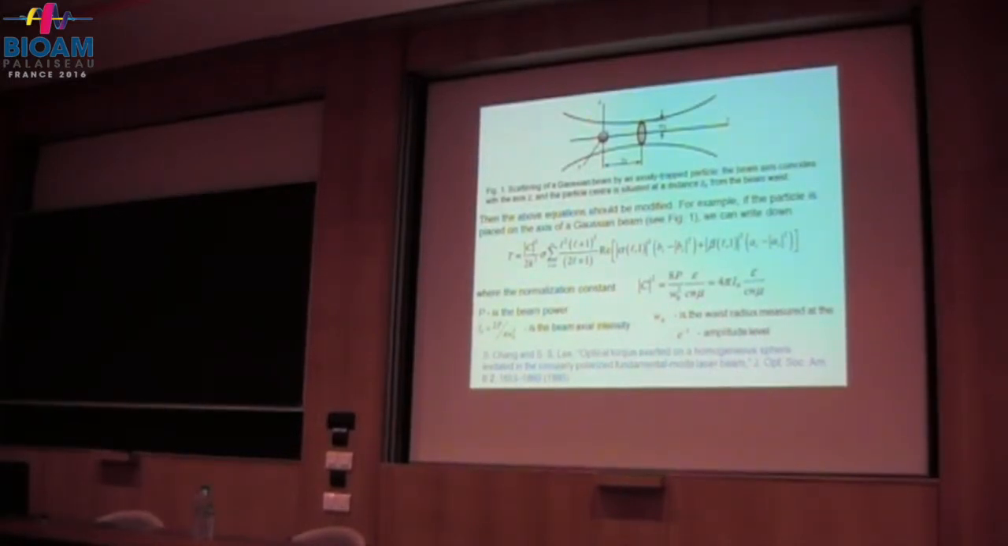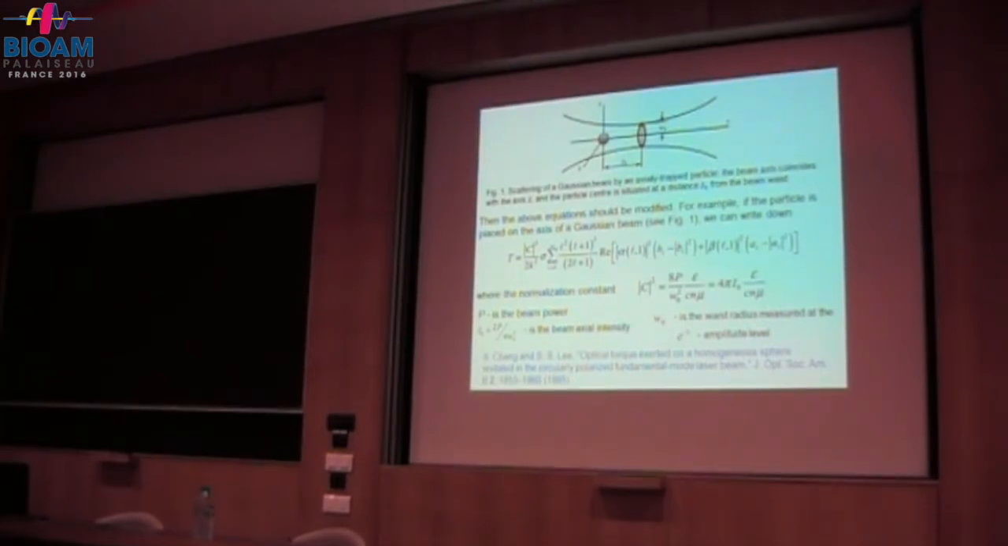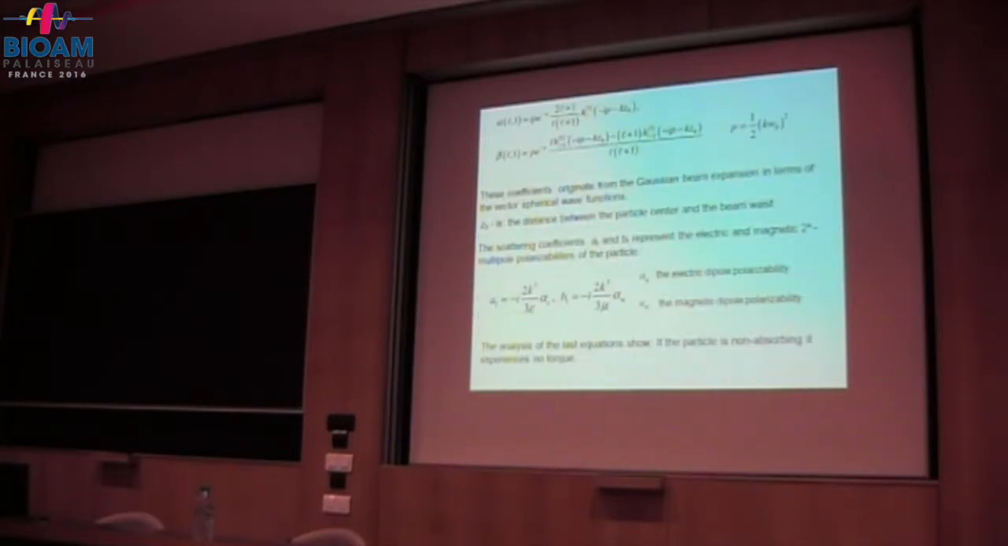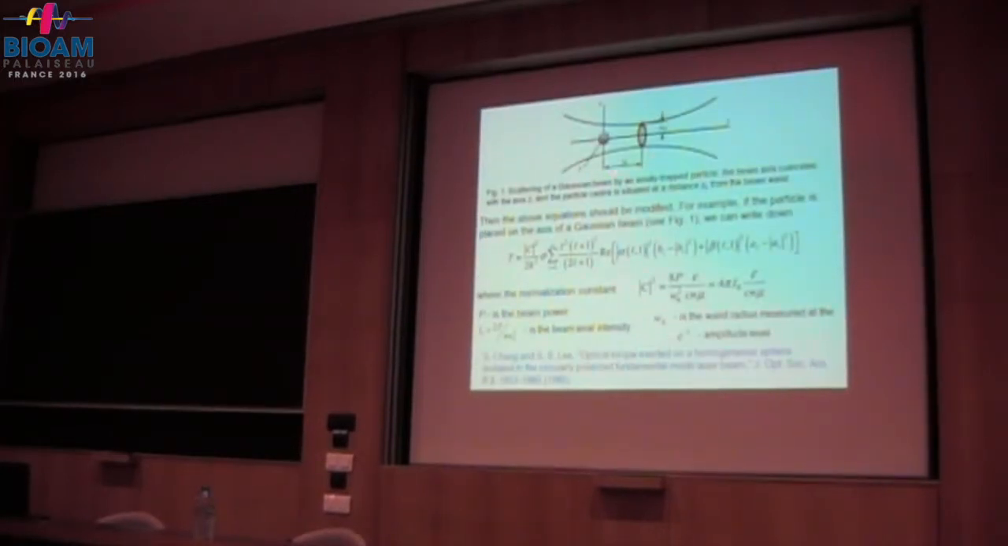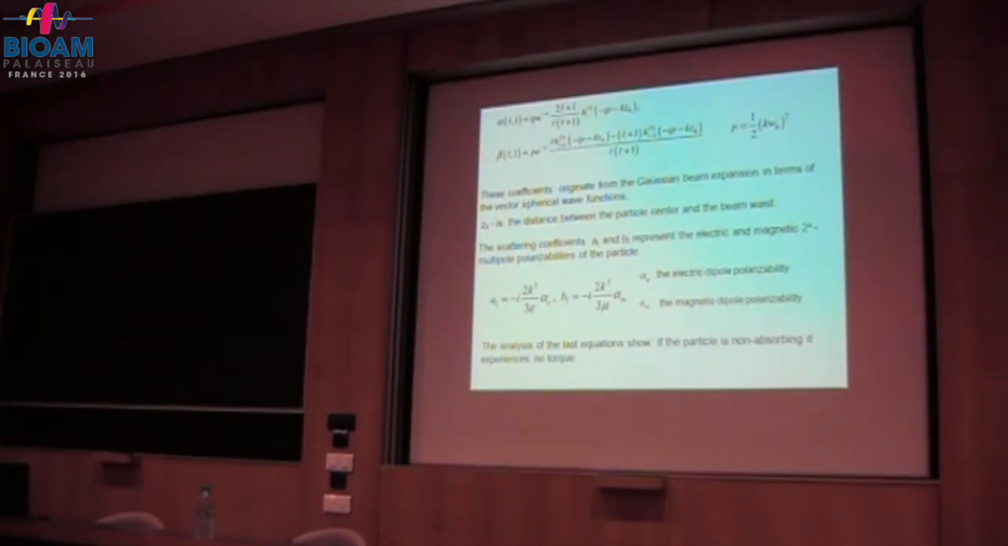W sub 0 is the waist radius of the beam measured at the following amplitude level. These coefficients originate from the Gaussian beam expansion in terms of vector spherical wave functions. Here, z sub 0 is the distance between the particle center and the waist of a beam. The scattering coefficients A and B represent the electric and magnetic multipole polarizabilities of the particle in this form. The analysis of the last equations shows that if the particle is non-absorbing, it experiences no torque.